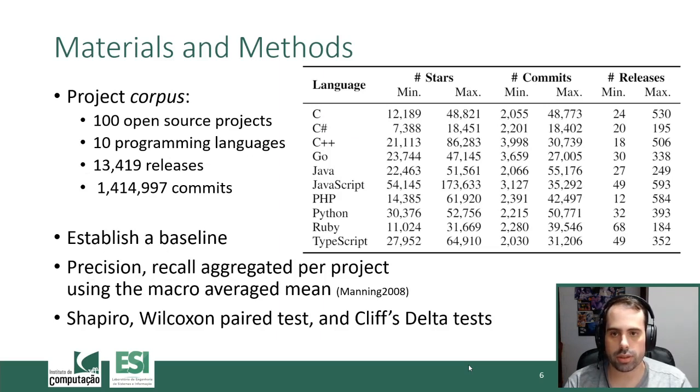In our experiment, we created a corpus with 100 open source projects, over 13,000 releases, and almost 1.5 million commits. Because there is no ground truth of which commit belong to each release, we devised an algorithm to compare the strategy. We measured precision and recall, and then aggregated the values per project using the macro average mean. Finally, we run statistical tests to compare the strategies.